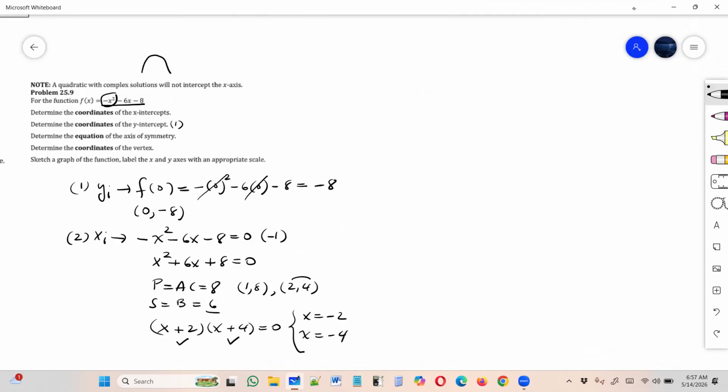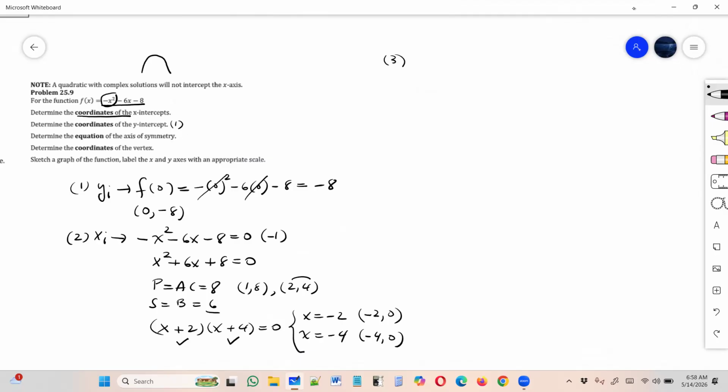Now, you have to again find the coordinates. So this answer, if you wrote it just x equals -2, x equals -4, you get only half of the credit. You have to write (-2, 0) and (-4, 0), the coordinates. Okay.